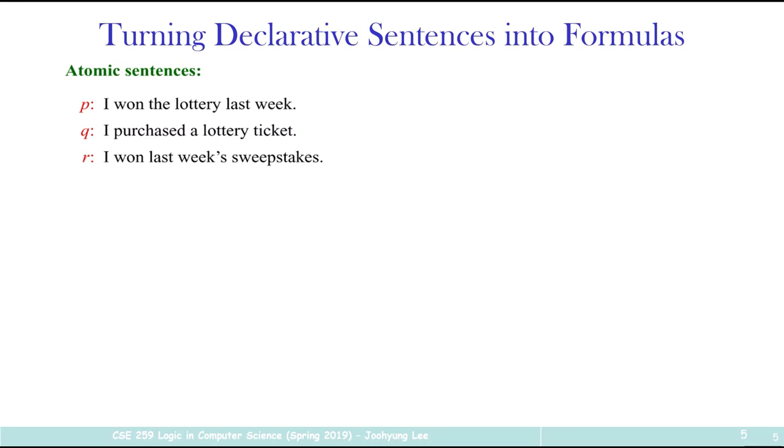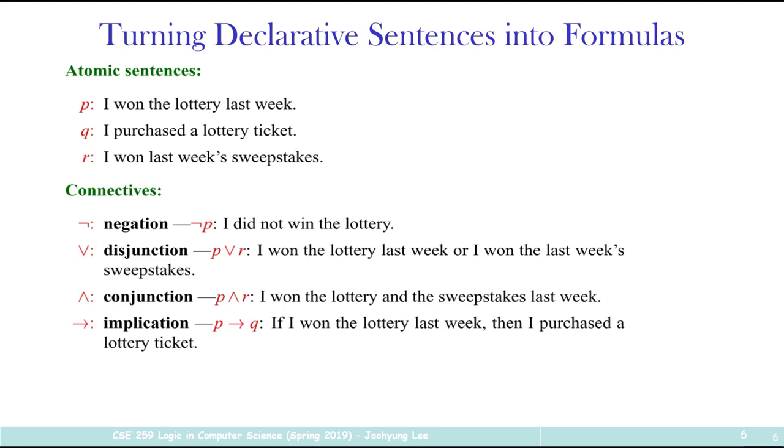And then in this logic, we have something called connectives: negation, disjunction, conjunction, and implication. These connectives are used to combine the atomic sentences to say something more complex. So that's very intuitive, and this is why propositional logic is intuitive for representing human reasoning.